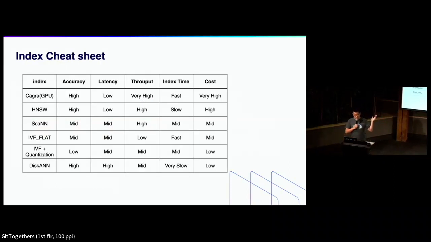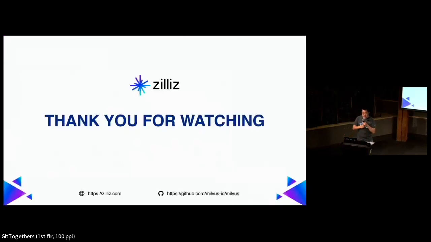We have HNSW, which I guess you are very familiar with. We have Google ScaNN. We have the IVF series with quantization, and DiskANN. So if you want to make sure you have the best performance and cost efficiency, you should just check the table and find where your application is located. That's pretty much my talk.